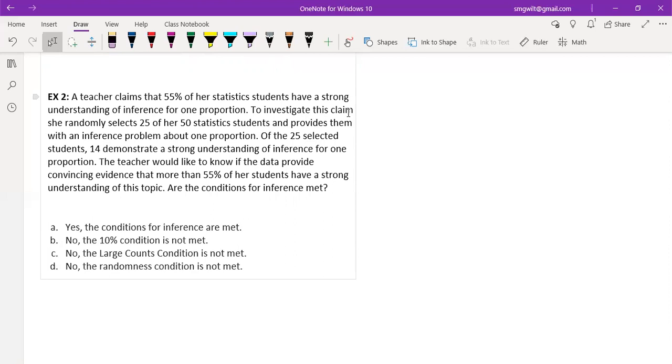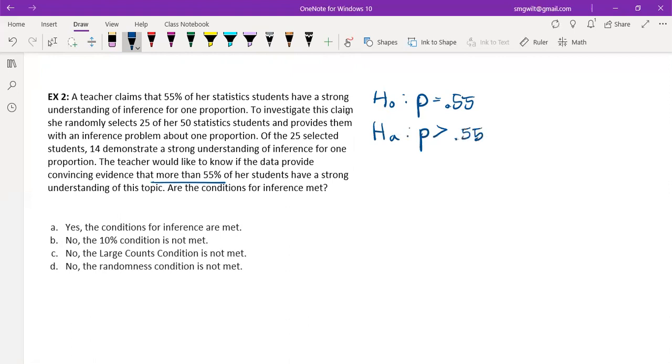So her claim, her null hypothesis, is that p is equal to 0.55. The alternative hypothesis is that it's actually more than 55%. So p is greater than 0.55, right?